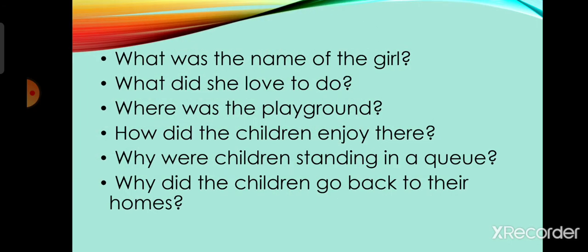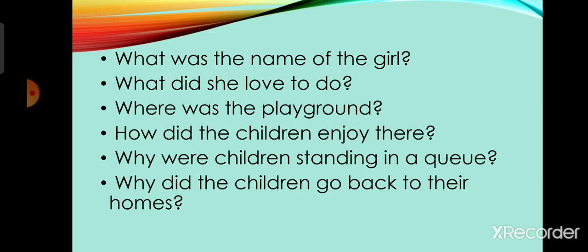My first question is, what was the name of the girl? Yes, her name was Ruby Nettleship. You are right. Can you tell me, what did she love to do? Yes, she loved climbing, sliding, jumping, running, and dreaming of adventures.